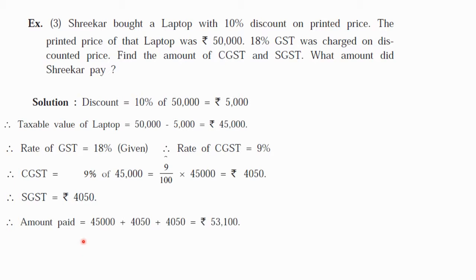Now the amount paid will be the taxable value, which is 45,000, plus CGST, which is 4050, plus SGST, which is also 4050. If you total it up, you will get 53,100. So the total amount paid would be rupees 53,100. So Shrikar paid 53,100 rupees for the laptop.